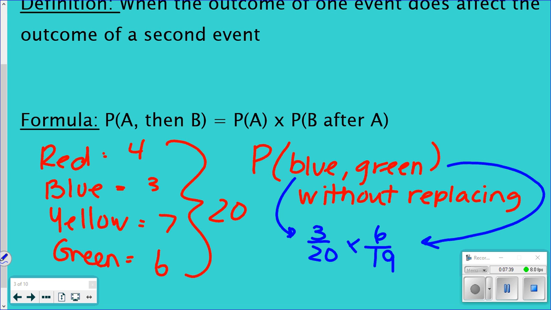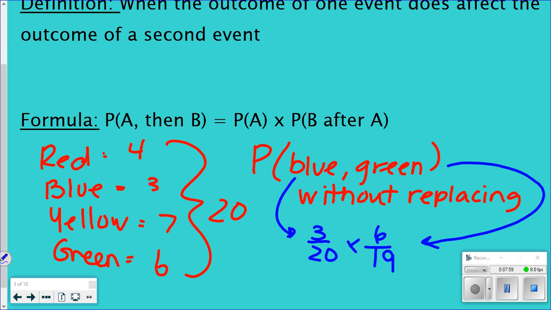That's what I mean by what you do first. I kept it out. Depends on what happens the second time. That second time depends on what you pulled out that first. That's why there's 19 in there. If it would have said replacing, then how many beads would I have in here? I have 20, right? So you have to watch the wording. Wording is really important.